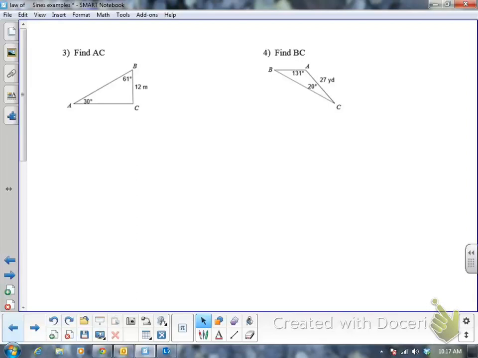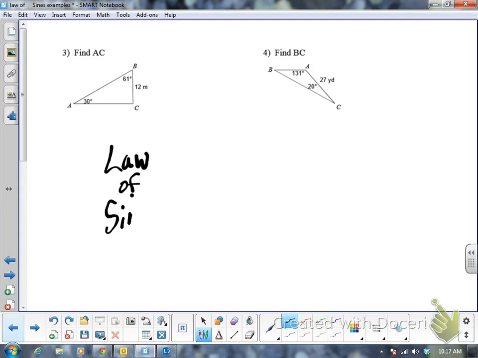That we're going to have is we're going to write out what the law of sines formula is. For an angle or a side? Well, it doesn't matter. Let's just do this.